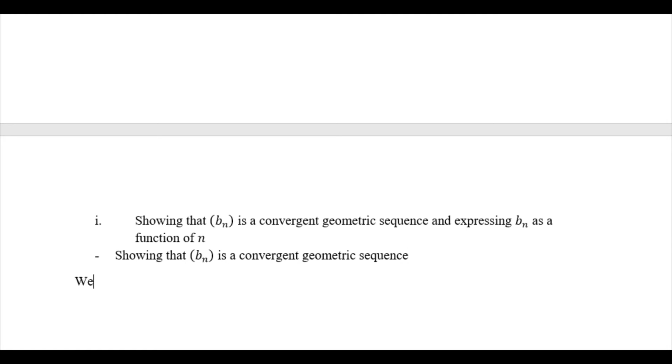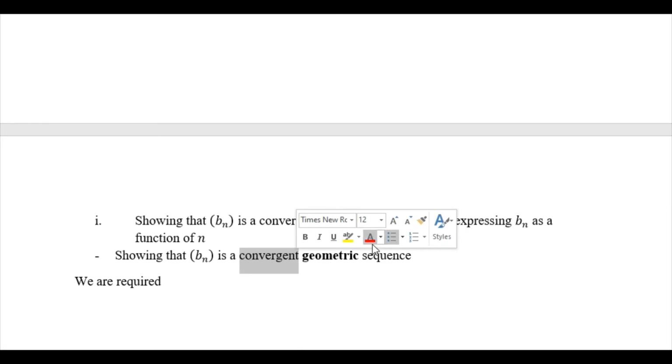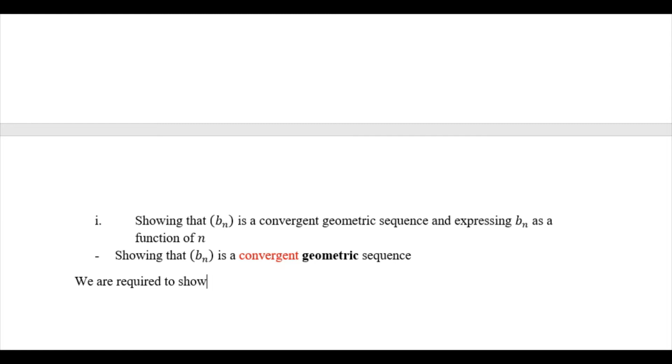We are required to show two things. We first show that it is geometric, and then we later show that it is convergent. Showing these two, we have shown that it is convergent and geometric. So we are required to show that b_n is geometric and convergent. Let's begin with b_n being geometric.